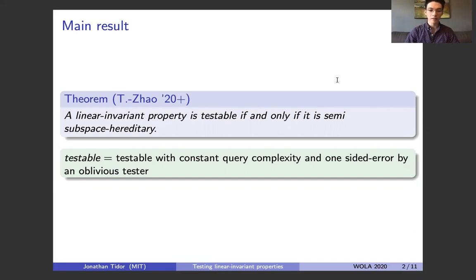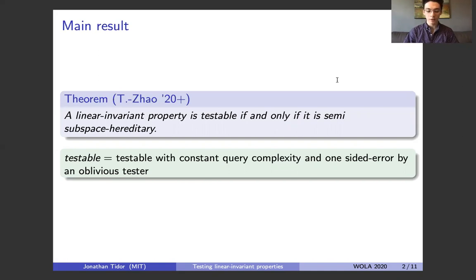A linear invariant property is testable, where testable means testable with constant query complexity and one-sided error by an oblivious tester. So a property is testable in this way if and only if it is semi-subspace hereditary. There's a lot of terminology to unpack in this result. So I'm going to spend the next few slides defining terms and giving a historical introduction so we can see what this result says and how it fits into the existing literature.